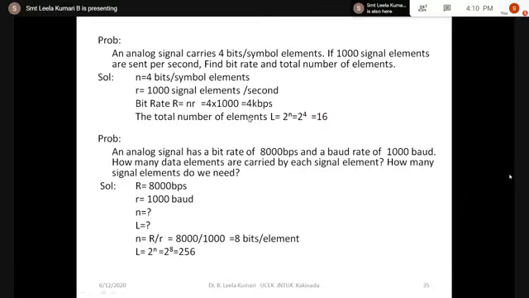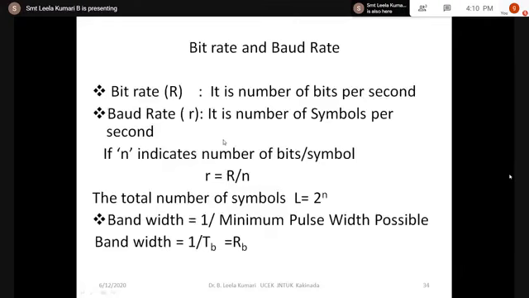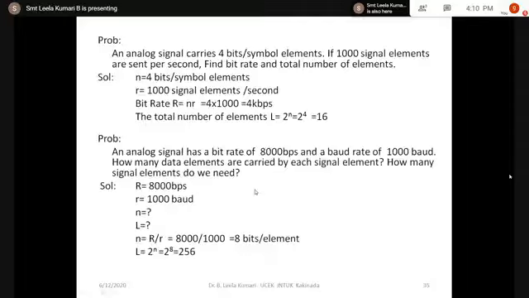From the definition, baud rate r is equal to bit rate by n. So n is equal to bit rate by baud rate, capital R by small r, that is 8000 by 1000. That means 8 bits per element. So 8 data elements are carried by each signal element. And how many signal elements do we need? The total number of signal elements is 2 to the power of n, 2 to the power of 8, which is equal to 256.